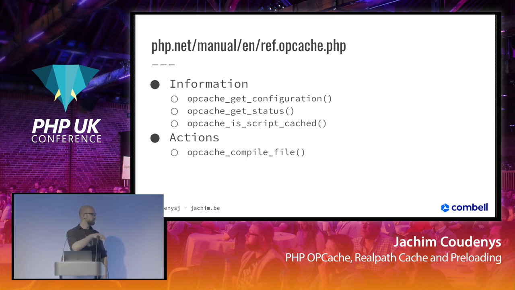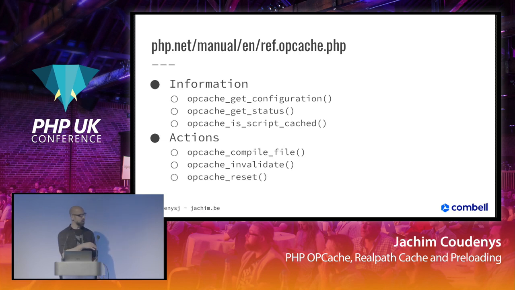There's a function compile file where we can manually say take this file and store the opcodes, so calculate the opcodes and store them into opcache. We can invalidate specific files. This is handy if you're doing a release, a deploy, and you want to invalidate specific files so that the new opcodes are getting stored. And there's also the opcache reset, which resets the complete opcache, so all the files that are cached are being destroyed.